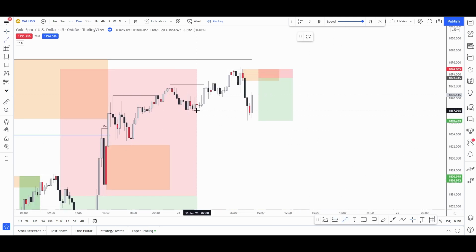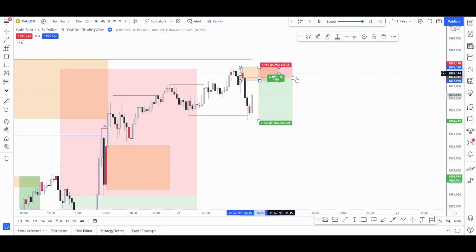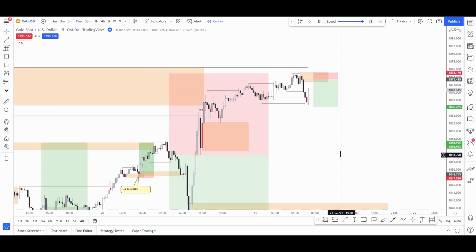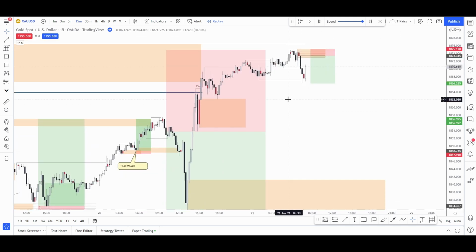Okay, cool. And we also get this broken structure, which is sound. Okay, so I'm quite happy to take this. Should I extend? Yeah, you know what? I'm going to cover those wicks just in case, because I don't want to be an idiot and just get stopped out. All right, so there's our stop. Our initial target would be there, which is only 1 to 4.